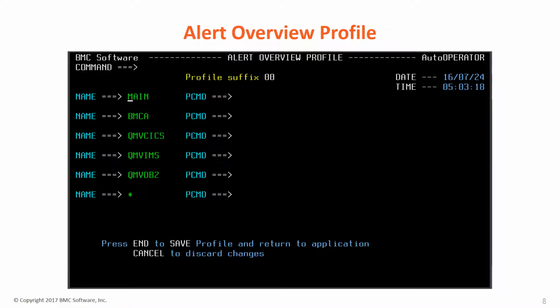When you first go into the ALE view, you'll see a panel like this that'll prompt you to build your profile for the display. Here we will specify the names of the various queues that we want to display, and we can optionally associate a P command or a transfer command with those queues.